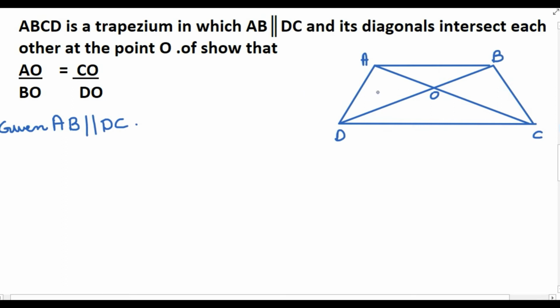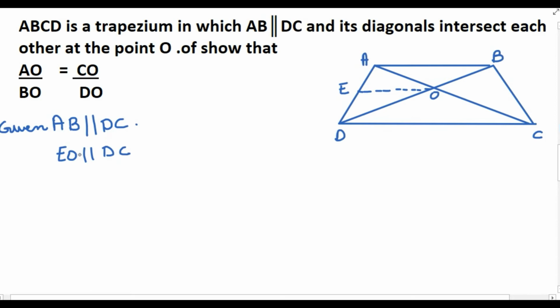So we are going to prove this by basic proportionality theorem. This can be proved in different ways, but here we are going to prove by basic proportionality theorem. For that I need to do one construction. I need to draw EO parallel to DC. So this is my construction. I have drawn EO parallel to DC.